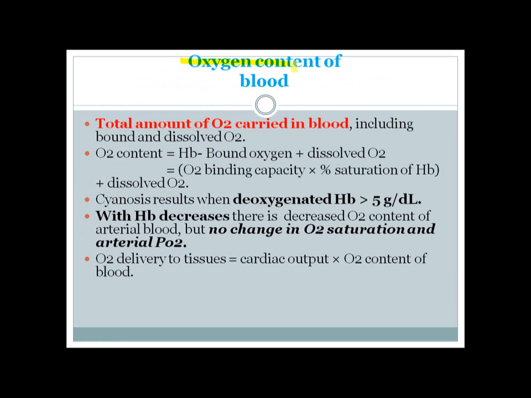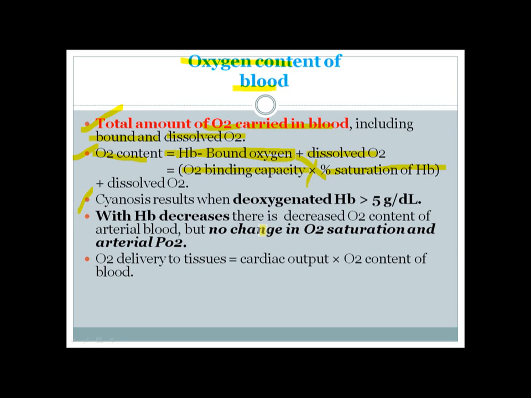And what is oxygen content of blood? Oxygen content is the total amount of oxygen carried in blood. So it includes the bound form of oxygen and also the dissolved form of oxygen. So here is an equation for you. Oxygen content equals hemoglobin bound oxygen plus dissolved oxygen. And from the previous slide, you can remember that hemoglobin bound oxygen can be calculated by oxygen binding capacity times the percent saturation of hemoglobin.